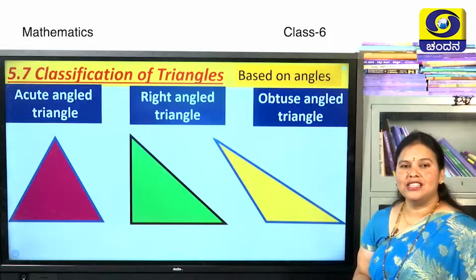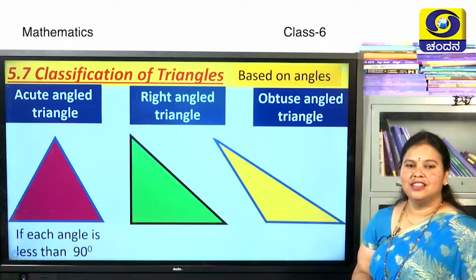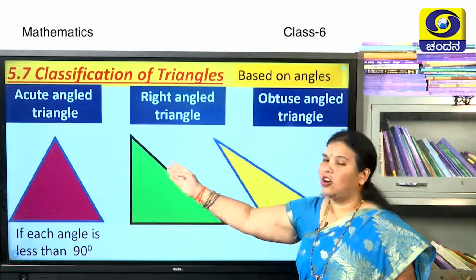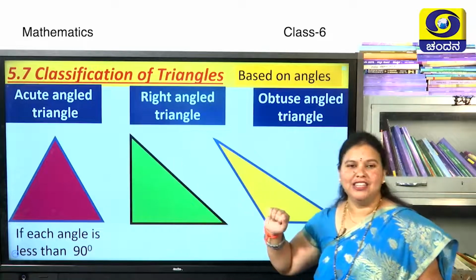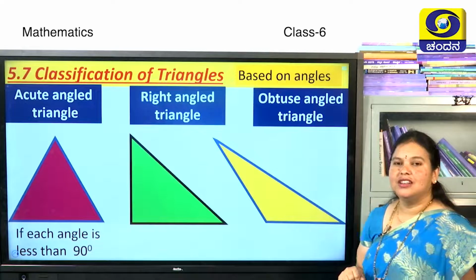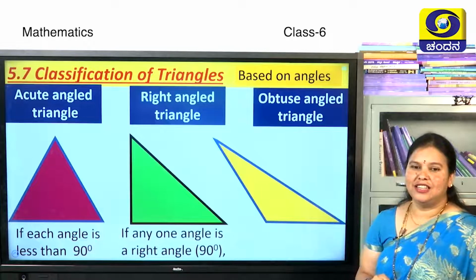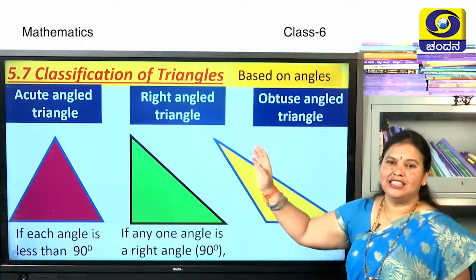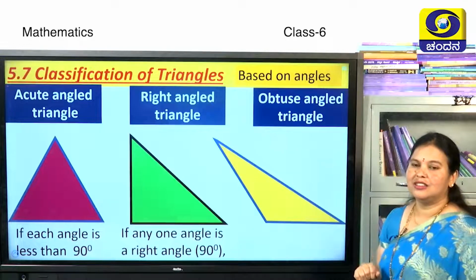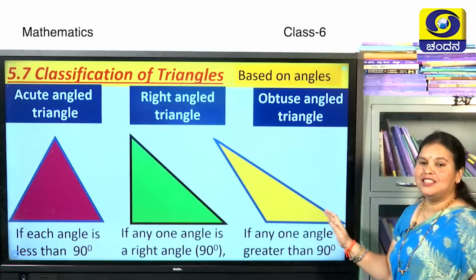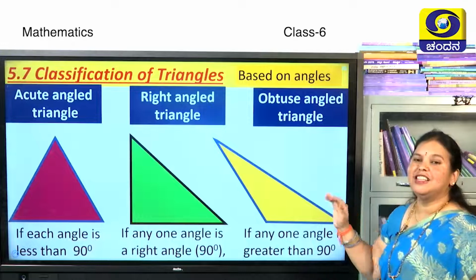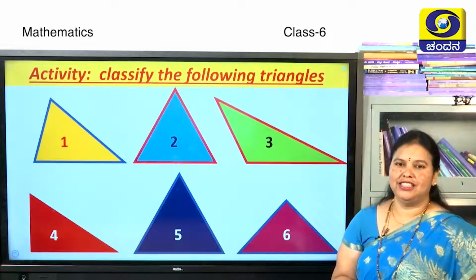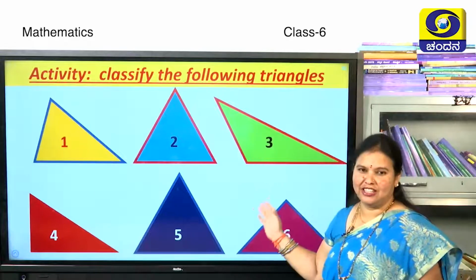So what is acute angle triangle? If each angle is less than 90 degree, that means all the three angles should be acute angle. Then what is right angle triangle? If any one angle is a right angle, then we call it as right angle triangle. If any one angle is greater than 90 degree, then we call it as obtuse angle triangle. Let's do an activity and classify the following triangles.